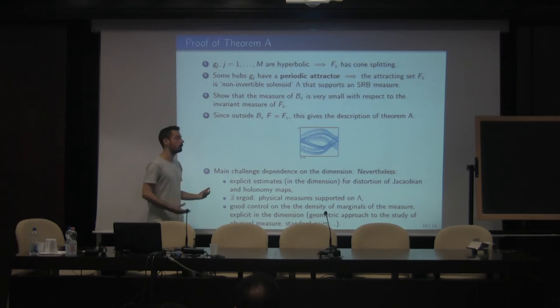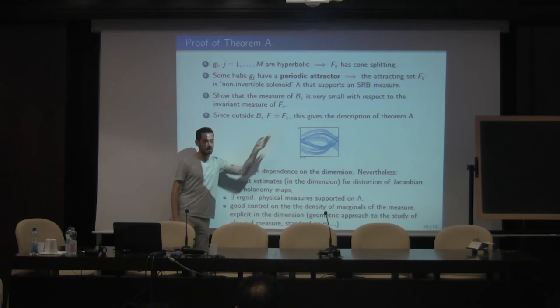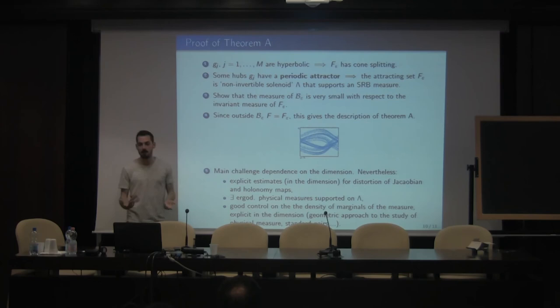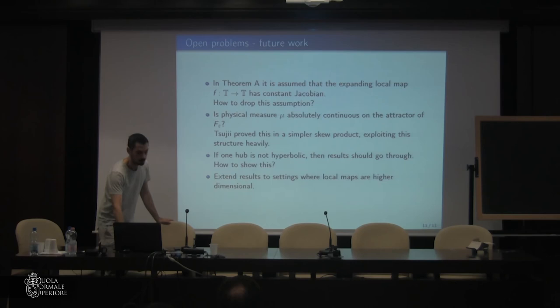So this means that any orbit for F epsilon from a very large set will take a very long time to hit the set E epsilon. But since outside E epsilon, F and F epsilon are the same map, this allows us also to conclude for the original map F. And I think I will stop here. There is some future work and general issues.